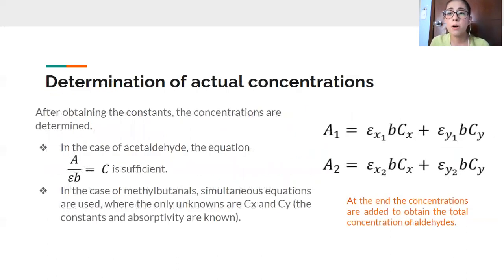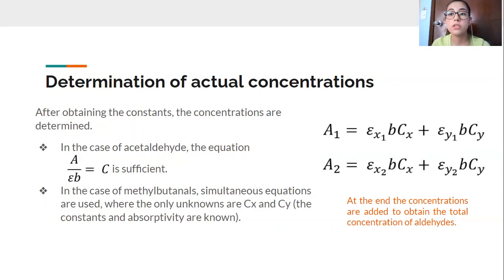The last step of our solution is the determination of actual concentrations of aldehyde in different types of cheeses. After obtaining the previous constants, the concentrations can be determined. First we need to clear the equation again. In the case of acetaldehyde, the equation that relates the concentration with the absorbance divided by the product of the molar extinction coefficient multiplied by the path length is enough to get the concentration.